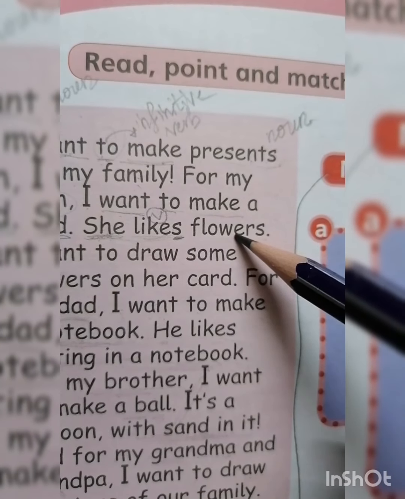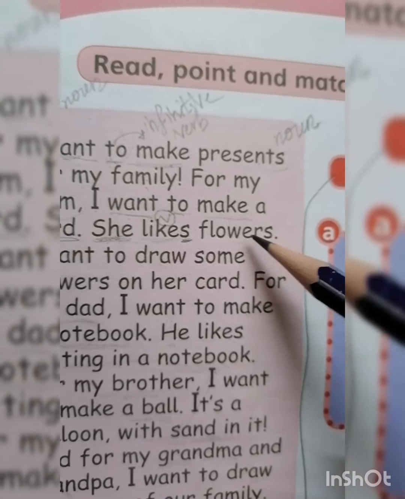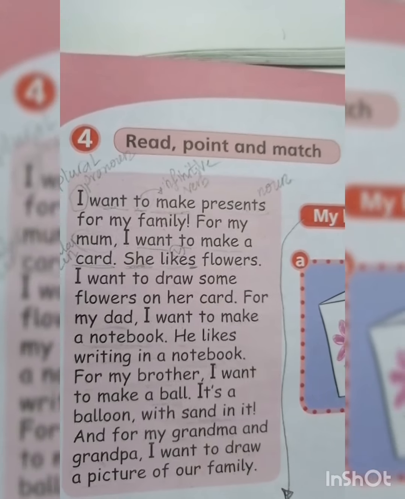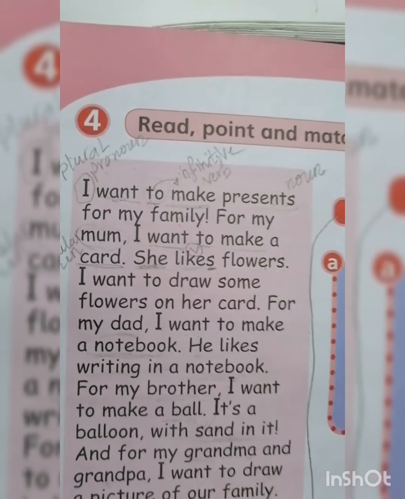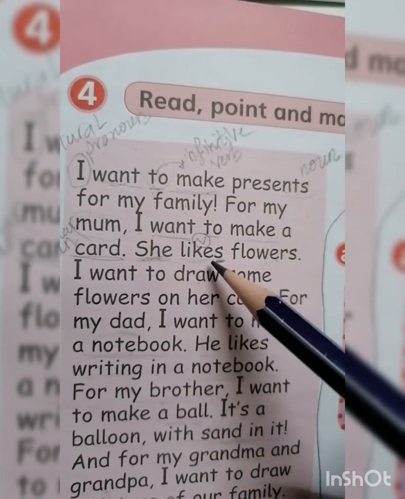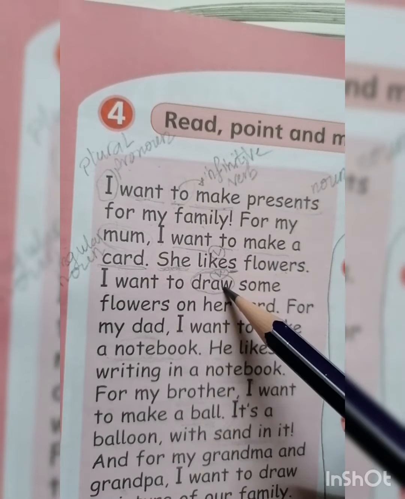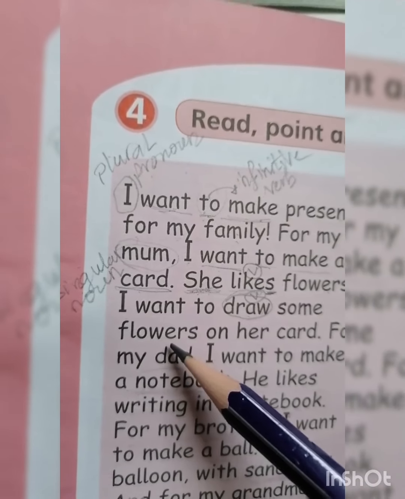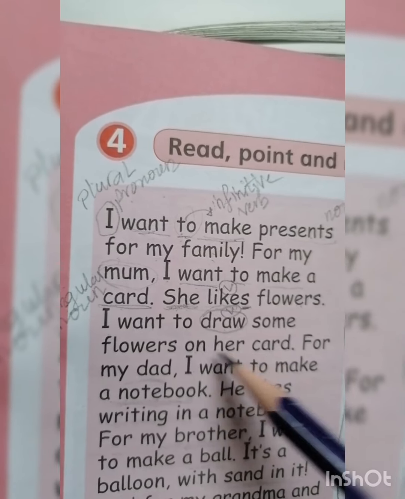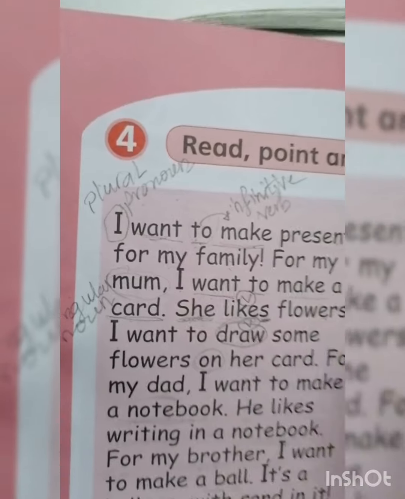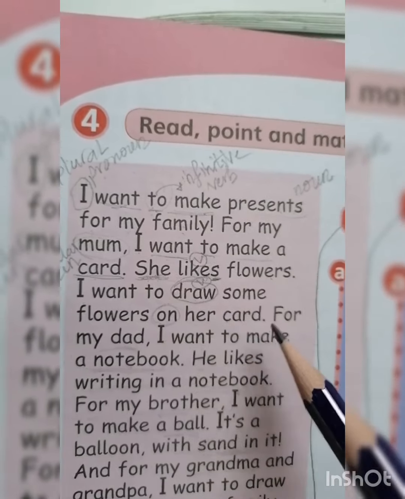Flowers is a plural noun. Plural noun. اسم جمع. Flowers. أزهر. I want to draw some flowers. We have here draw is a verb. Infinitive verb. يرسم. Some flowers. Flowers also is a plural noun. On her card, on is a preposition. عندنا هنا حرف جر. Her card, كرتها.